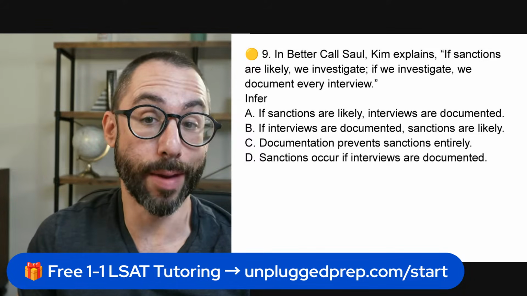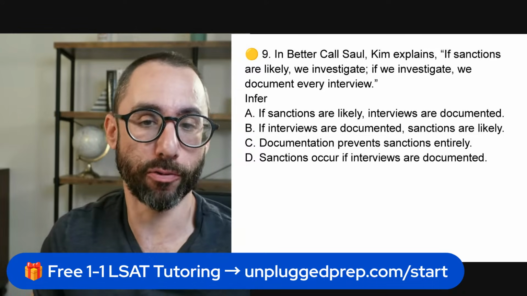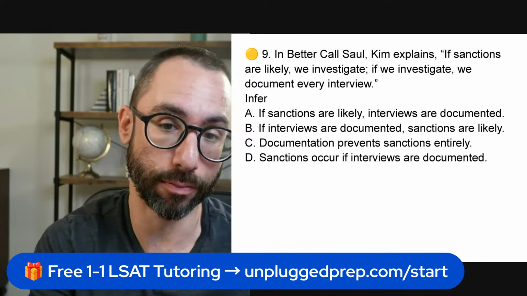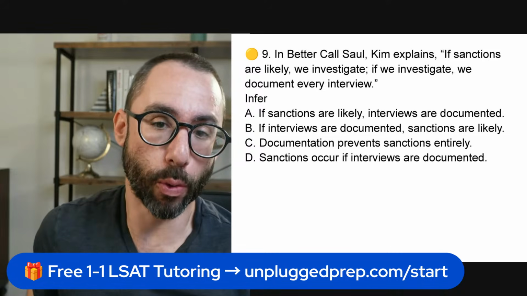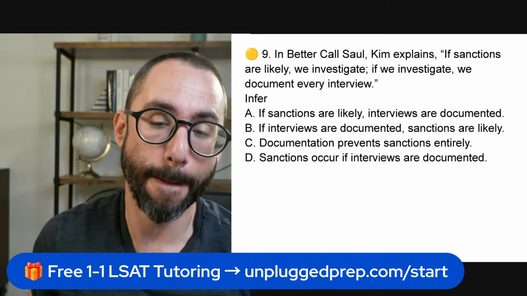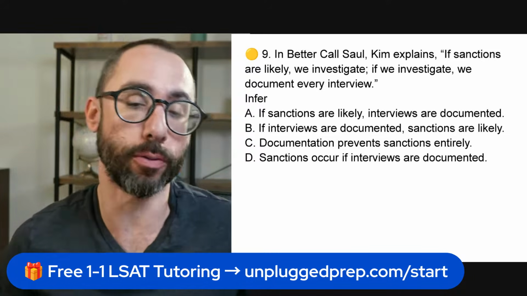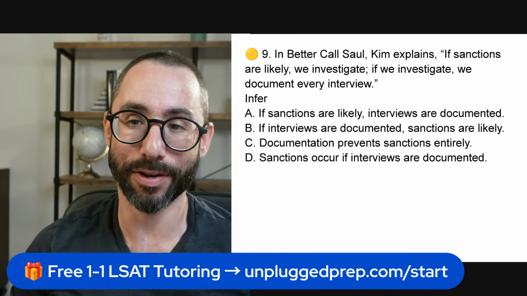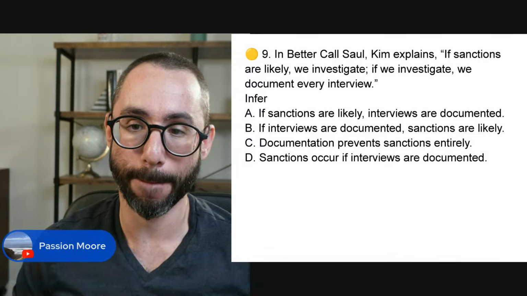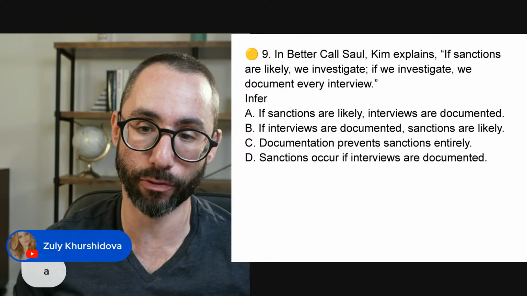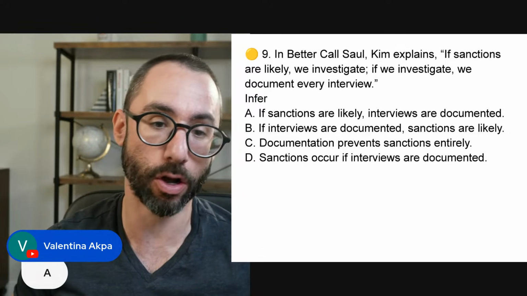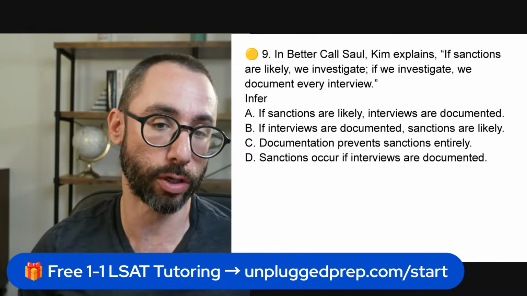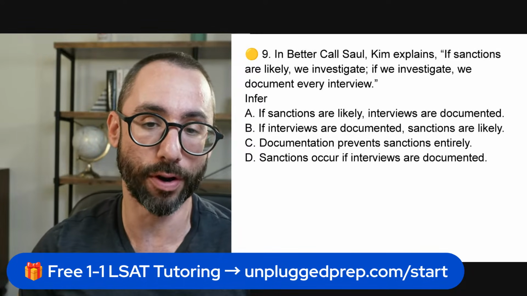So directionality matters a great deal. Also, qualifiers matter a great deal as well. And so Kim says, if sanctions are likely. In contrast, choice D says sanctions occur, but it dropped the likelihood part, which was an important part of what Kim was saying there. I see a ton of folks getting this. Awesome. We got Passion, Denisha, Edward, Zuli, Feria, Valentina, all saying choice A. A is in fact correct. Just connecting that chain together. Well done, folks. You all got it.